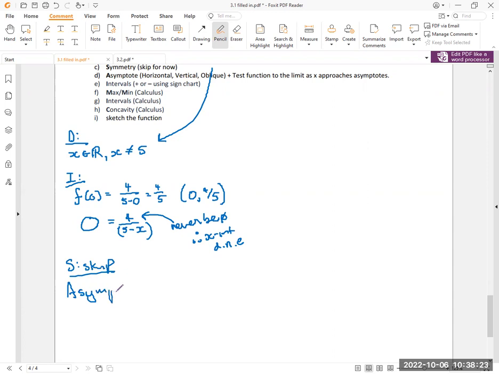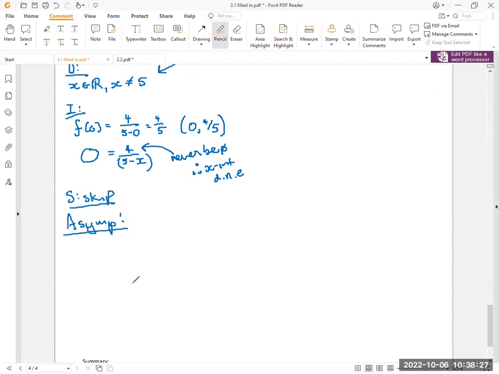Asymptote. So here it is. This is the part I need everyone to pay attention to. First off, we already know what the vertical asymptote is. What is it?